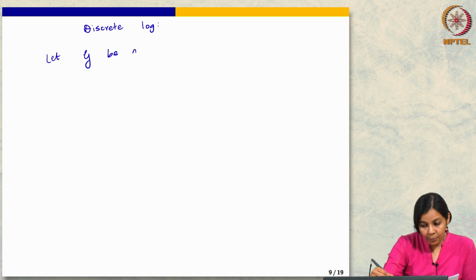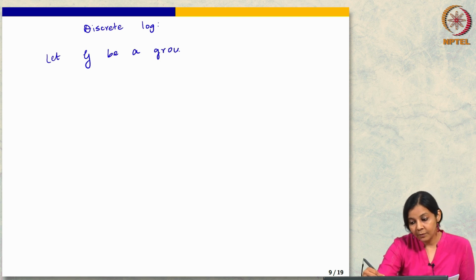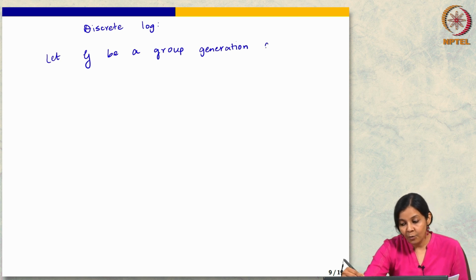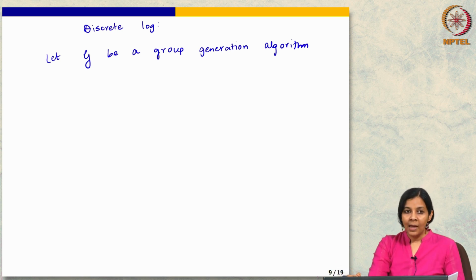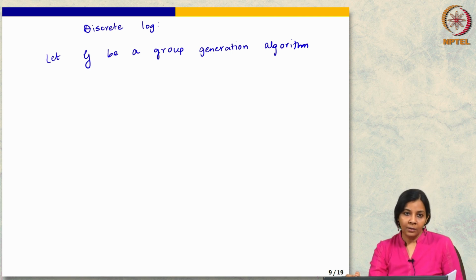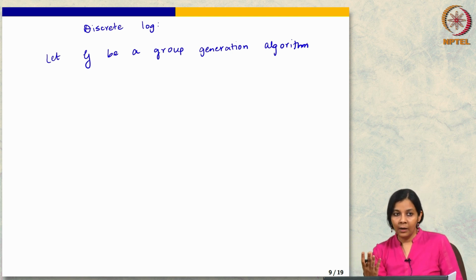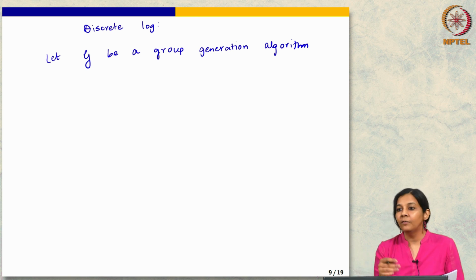Let G be a group generation algorithm. This is similar to what we had for RSA and factoring, like the modulus generation. Now we have a group generation algorithm which as usual will take the size of the problem, some n, and it will output a cyclic group of that order, whatever size you told me. I will give you a cyclic group of that order and a generator for that group.